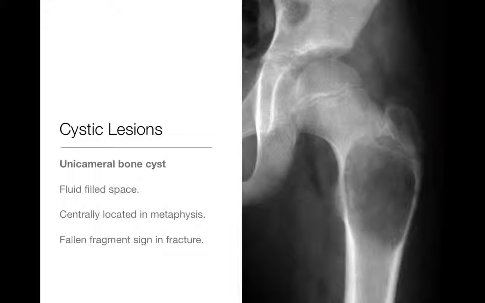Unicameral bone cysts are really just simple cysts. They're traditionally located in the metaphysis, are centrally located, and look very benign, either geographic 1A or 1B lesions. We see this one right here, this geographic lytic lesion with a narrow zone of transition, non-sclerotic border, centered in the metaphysis of the proximal femur. Obviously, again, we can see they're a child. If they fracture, you'll see the classic fallen fragment sign, which is pretty much pathognomonic for a unicameral bone cyst.